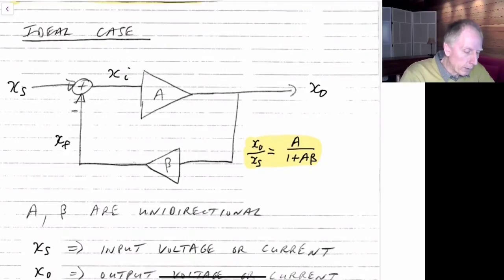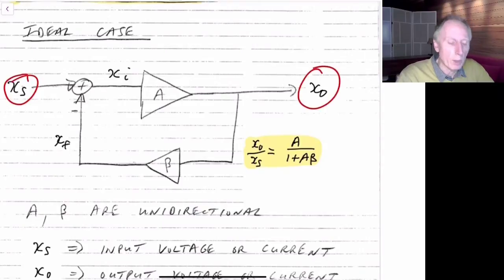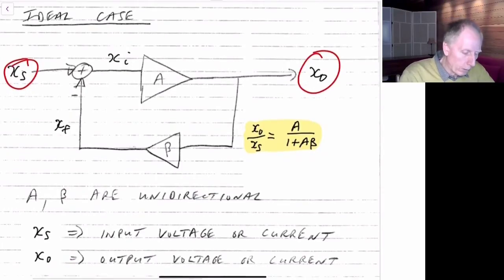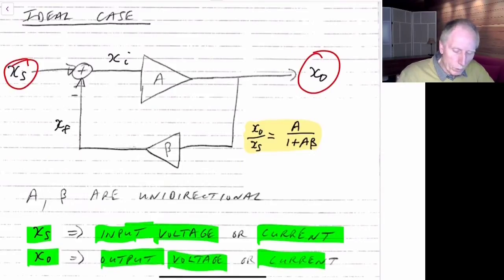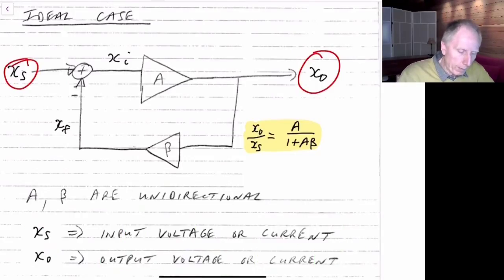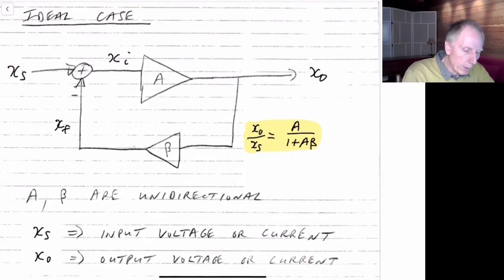If we look at the ideal case, we have our input, X sub S, on the left, and our output, X sub o. As before, X sub S is an input voltage or current, so it could be one or the other. The output is X sub o, and it is either voltage or current. Whatever the type of unit X sub S is, the feedback signal and the error signal will all be the same type, either all voltage or all current.